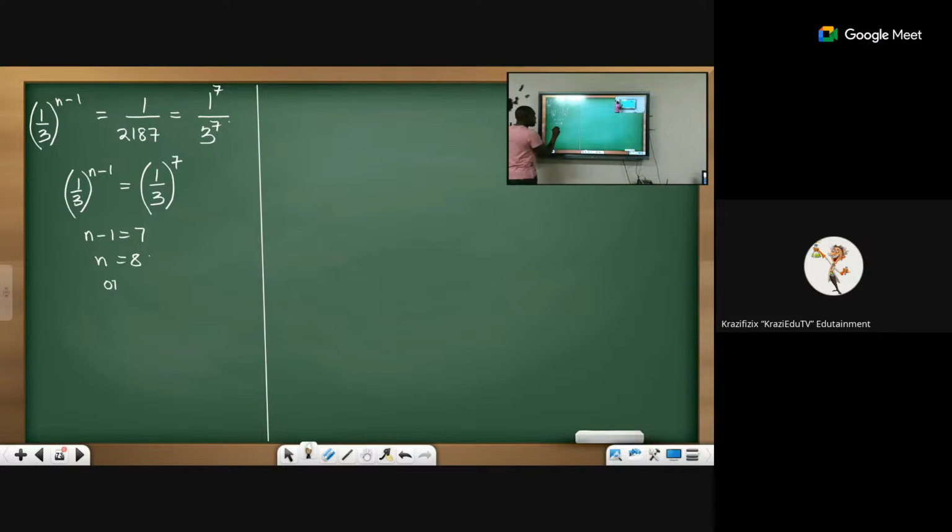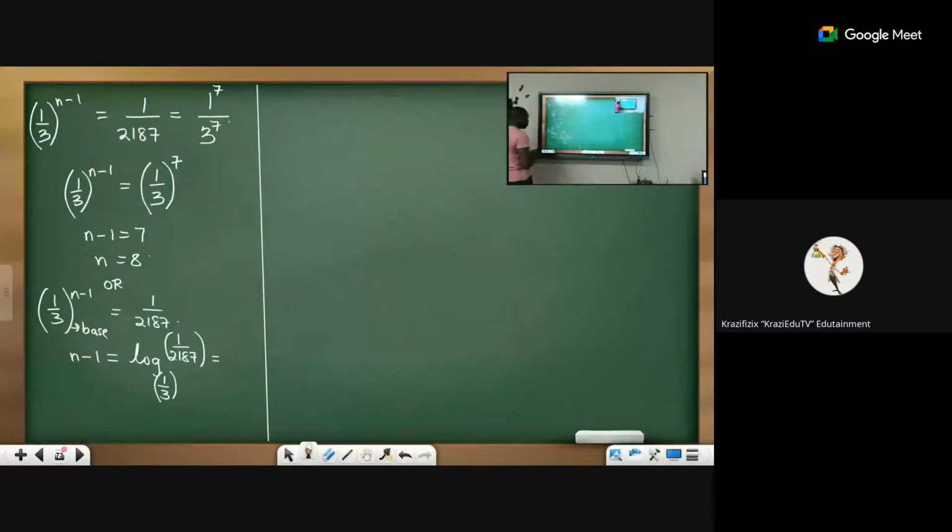Or somebody else can bring in the advanced way, which you need to learn. 1 over 2187. I'm looking for an exponent variable. If it's an exponent variable, I'll bring in my logs. This one is a base. It must also come here as the base. And I have 1 over 2187.